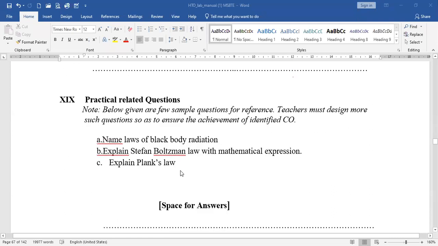On the basis of this experiment, for cross verification, you can answer different questions like: name the laws of black body radiation, explain the Stefan Boltzmann law with its mathematical expression, explain Planck's law, etc.